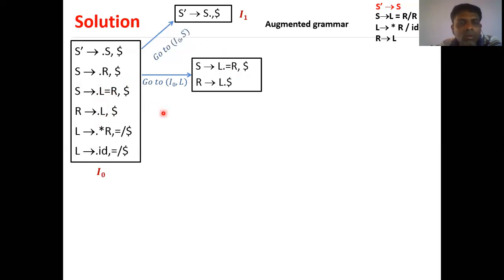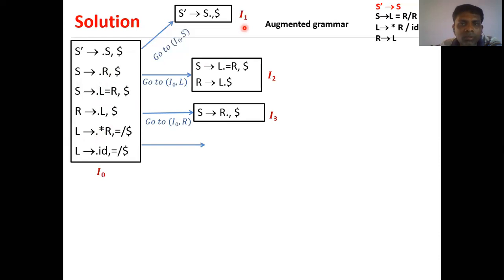Now I want to move the dot after this capital R, so it will generate S derives R dot, dollar. Now I want to move the dot after this star. Whenever I'm moving, I'm doing the numbering I0, I1, I2, I3. What will be generated? L derives star dot R, and this look ahead will be as it is. Is there any possibility to apply the closure? Yes, because after dot there is a variable R, so I add all the productions of R by adding the dot at the initial position.